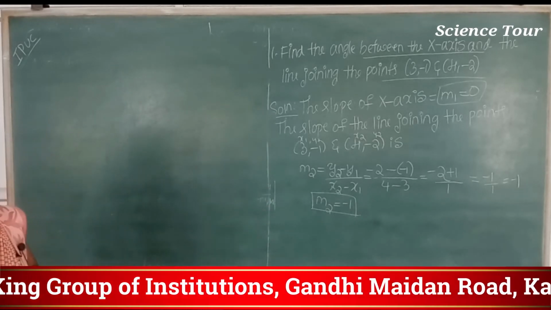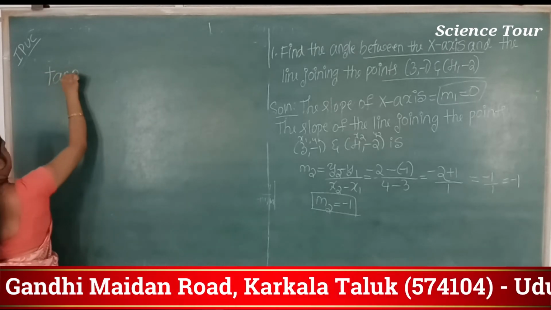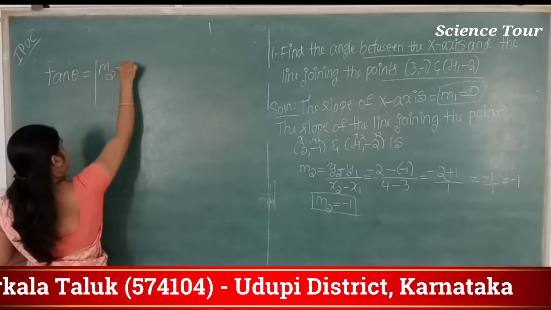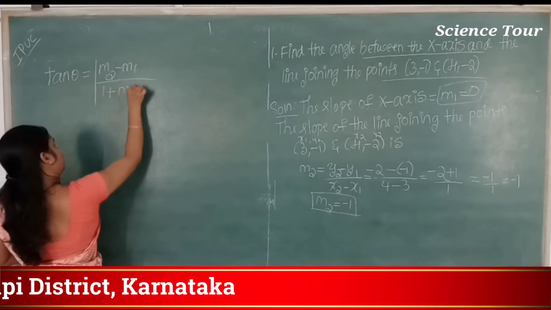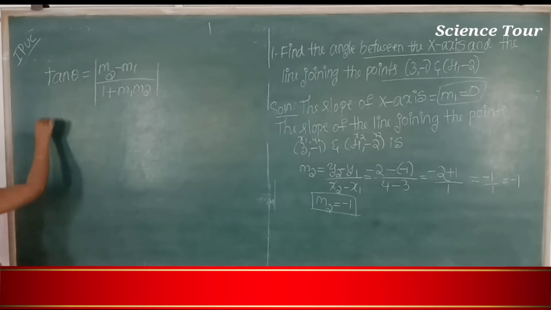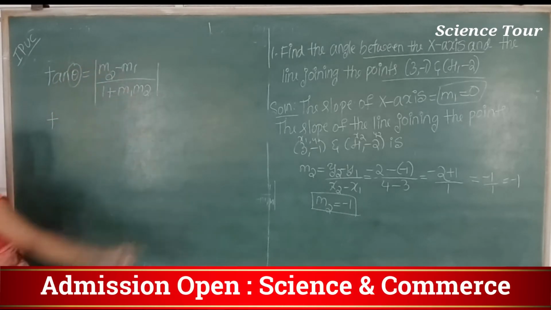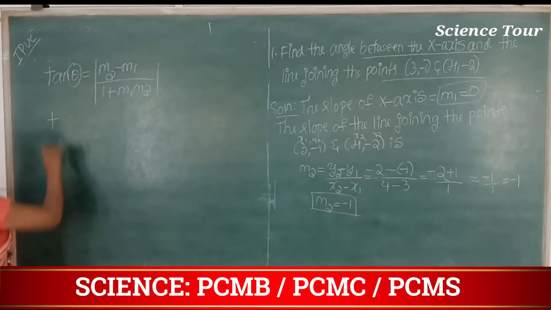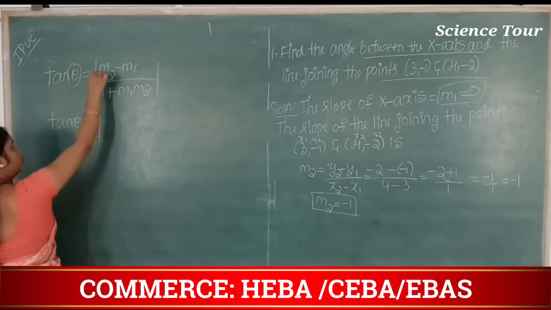So what is the formula? We know that tan theta is equal to modulus of m2 minus m1 by 1 plus m1 into m2. This is the formula, isn't it? Okay, we'll take the formula. Actually our intention is to calculate this theta value. Angle between lines means theta value. So tan theta is equal to m2.